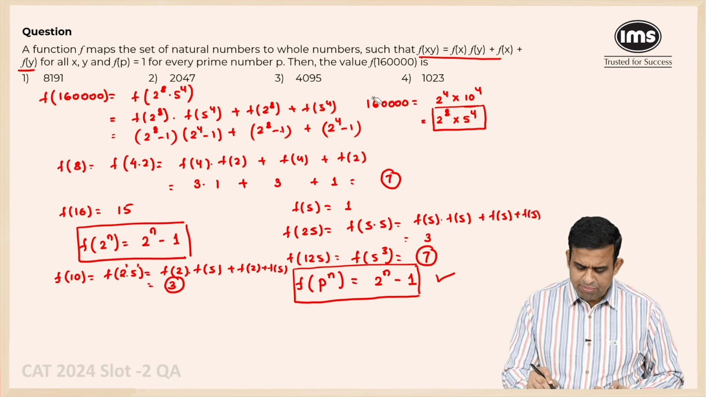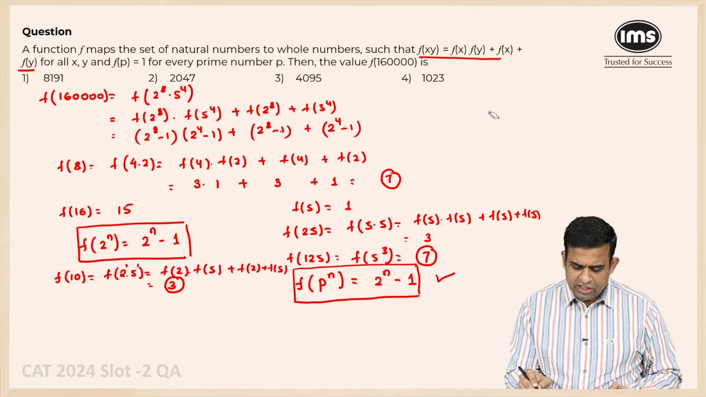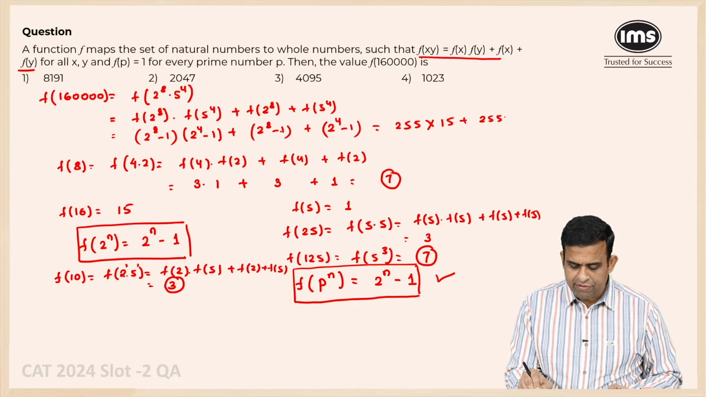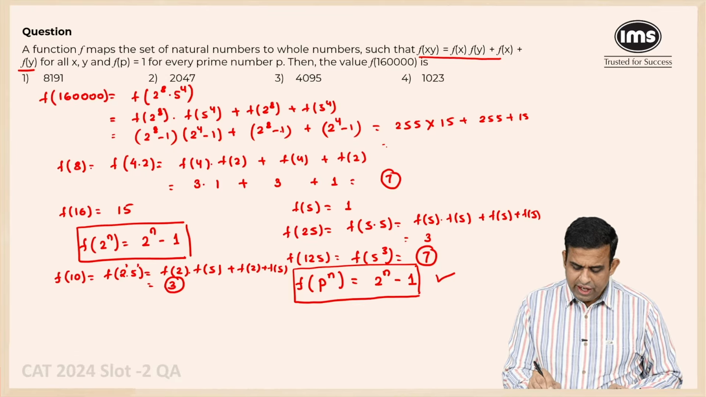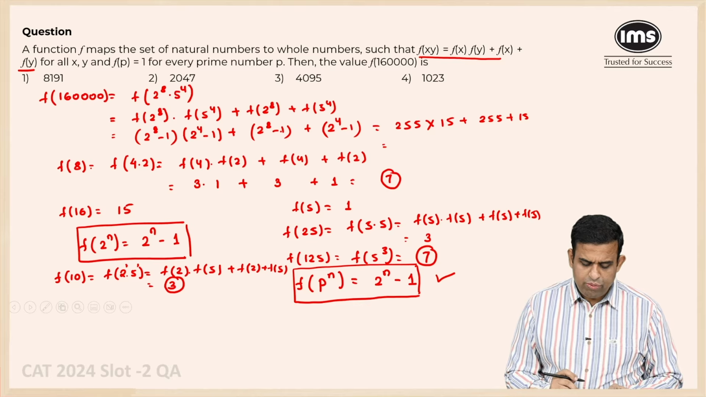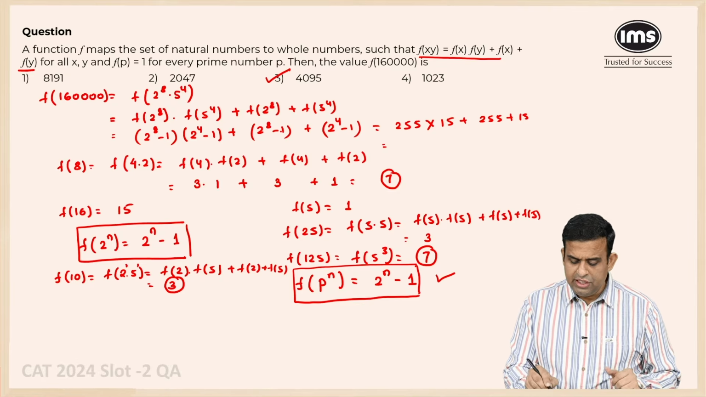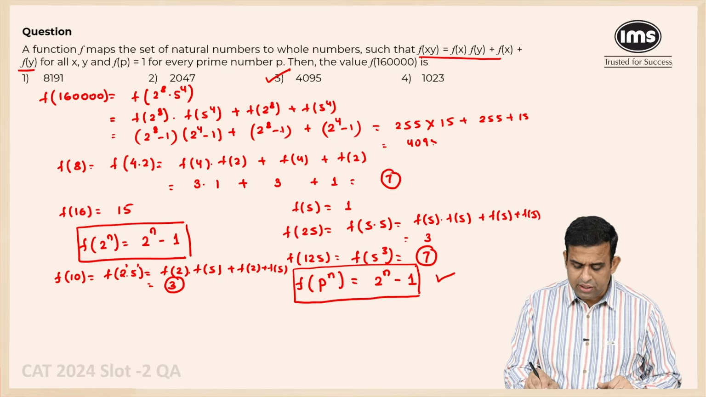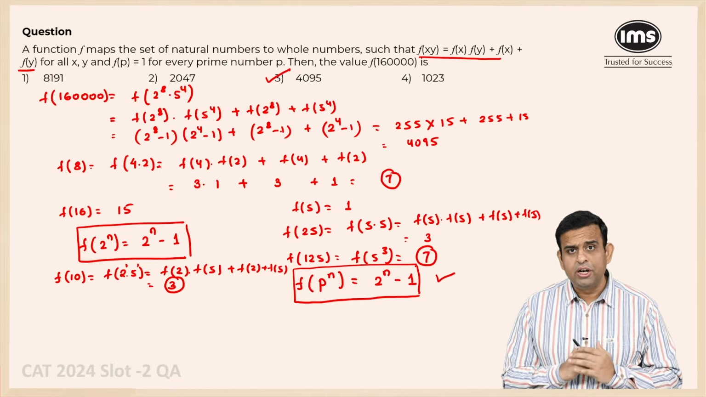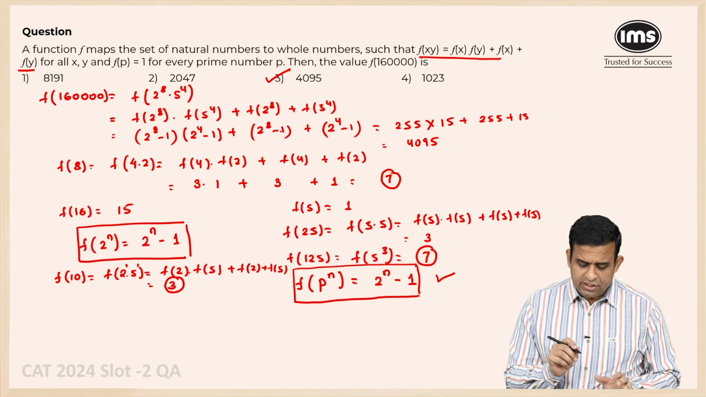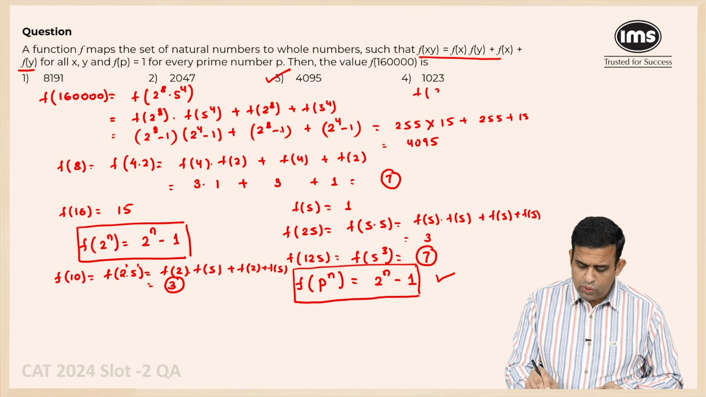And this thing, if I simplify over here, you will see the required outcome. This is 255 into 15 plus 255 plus 15, and this result basically will come out to be equal to 4095. Hence option number 3 is the required answer for this particular question. The shortcut in this particular case, once you solve this pattern, was that this number is f of 2 raised to 8 into 5 power 4.